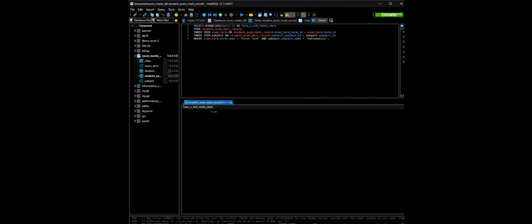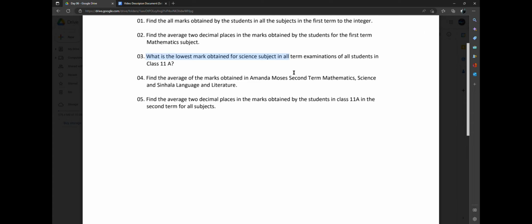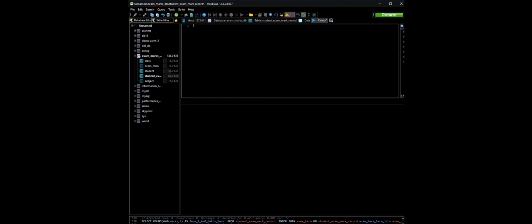Let's move on to our third question. What is the lowest mark obtained for the science subject in all term examinations of all the students in class 11A? Alright, so let's answer this question. So our third question asks us to select the minimum mark, so basically the minimum mark of the science subject in all term examinations from the students of class 11A. So we're taking this from the student exam mark record table.